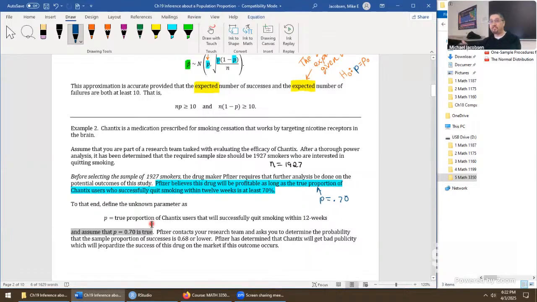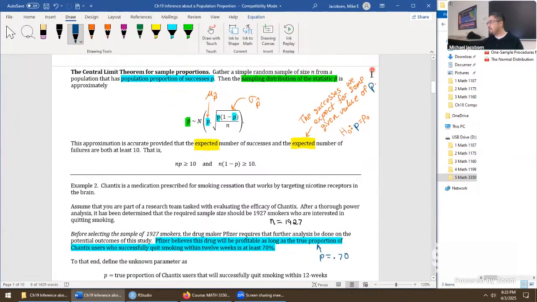Not because Pfizer thinks it's true, it's because that's the lower bound, where if it dropped any bit lower, we have a problem. They may not make any money on Chantix. It's just not been worth it. They could lose millions to billions of dollars, depending on how bad this is. So we'll assume that's true. That's what we're doing here.